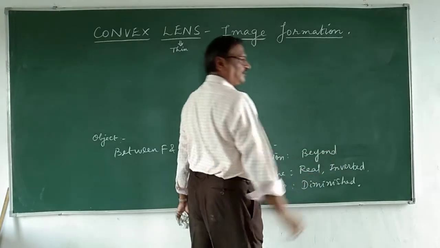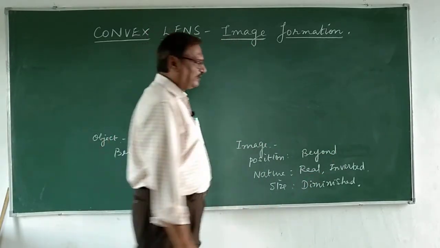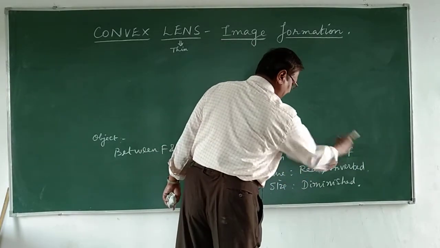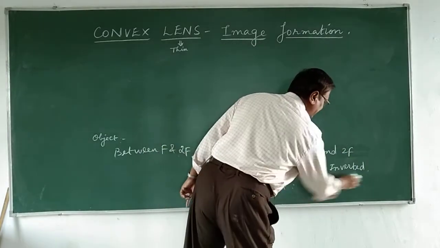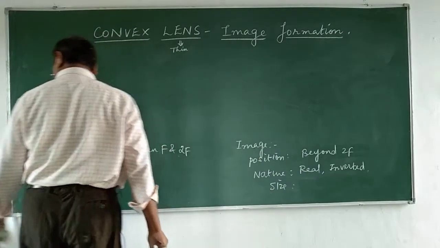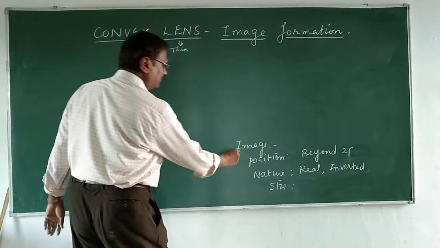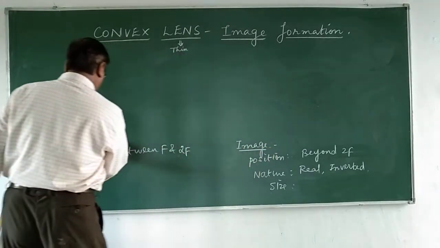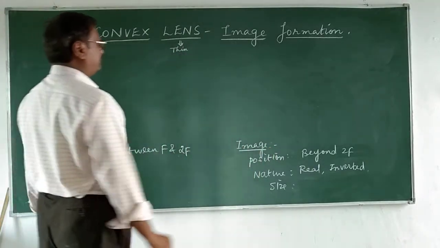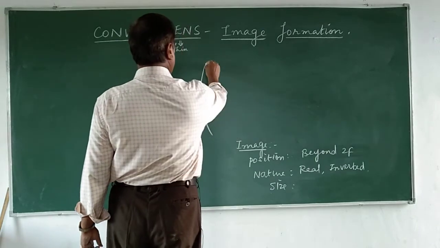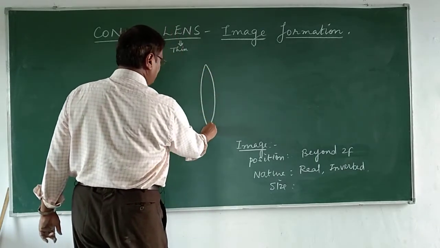Beyond, again I am using the word 2C, it is wrong, it is 2F. And nature will be real and inverted. And let us see how the size is going to be. Let me draw the diagram carefully and you can learn it thoroughly drawing the ray diagram. So let me draw the lens first.